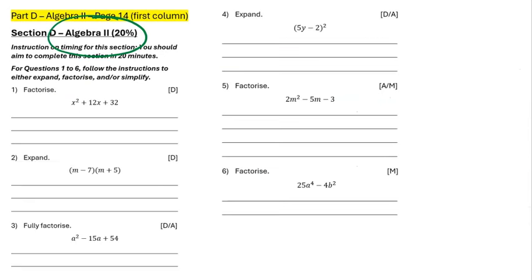Okay, so we're now into Algebra 2. This is where the rough algebra kicks in. This is the double brackets, the quadratics, the parabolas, all that sort of stuff. So let's get into question number 1.